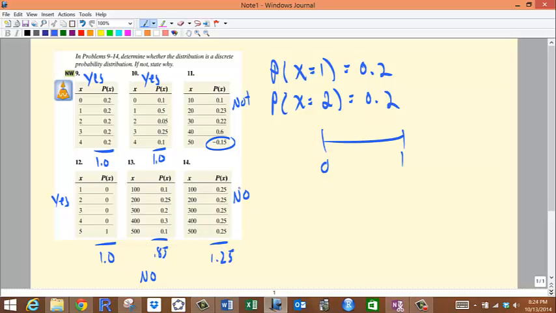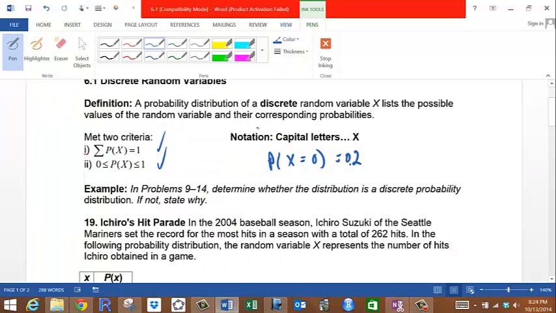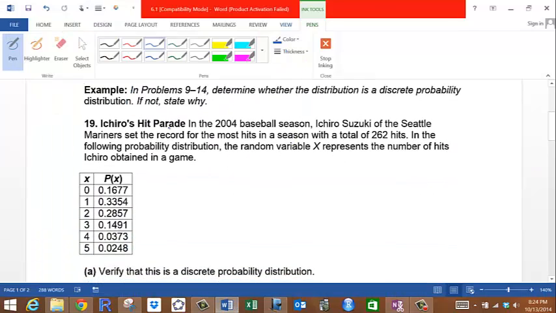Okay? So at this point, you definitely should have a good idea of what a probability distribution is. It just has to meet the two criteria. Number 1, the sum of the probabilities must add up to 1. And number 2, the probabilities must be between 0 and 1. Now, the main thing I want to show you in this section is I want you to be able to find the mean of a discrete random variable. So let's take a look at an application problem. This is question number 19 here.